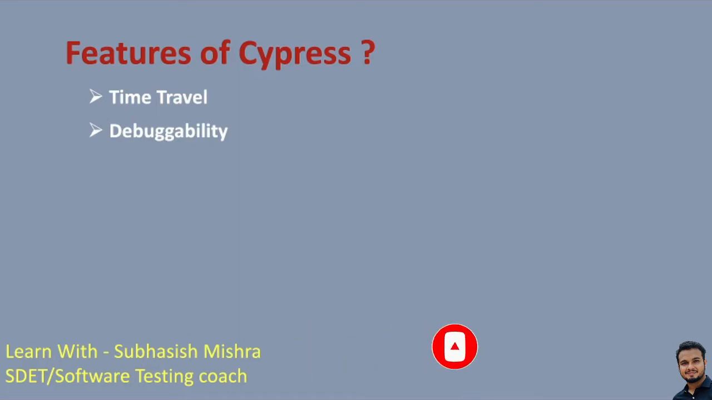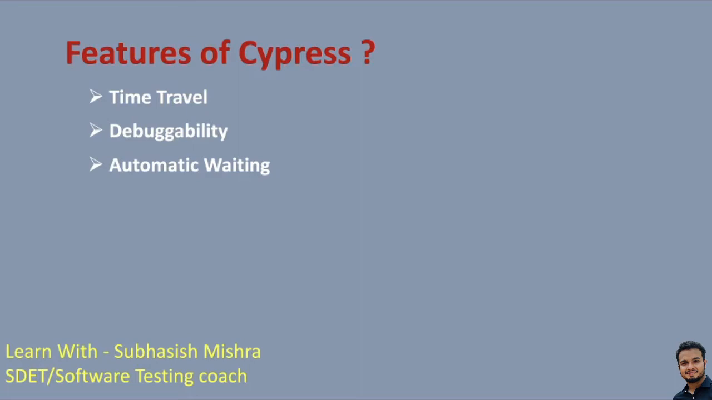Now we'll move to the next one, that is automatic waiting. With Cypress, there is no need to put explicit waits or sleeps in your test. It automatically waits for the commands and assertions before proceeding. In case you still want to add some custom wait, you can do that, but Cypress will wait for the commands and assertions. You don't have to put explicit wait or sleep like you put in Selenium. So that is an advantage of Cypress.